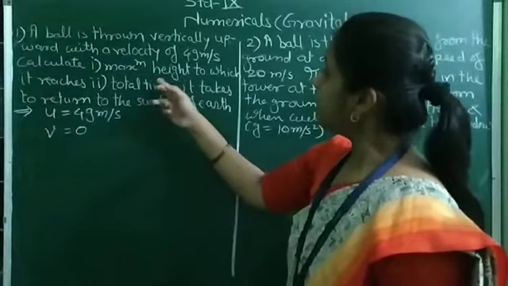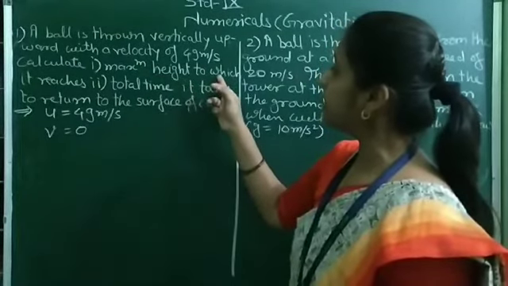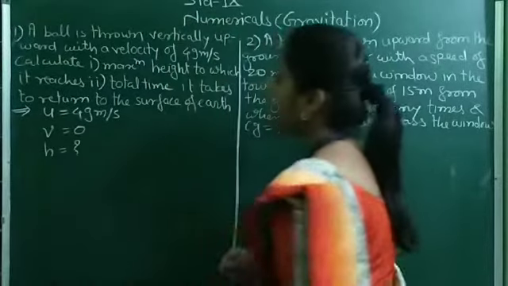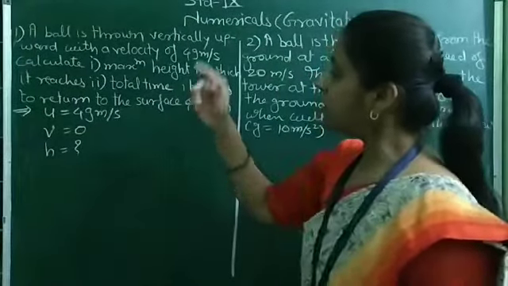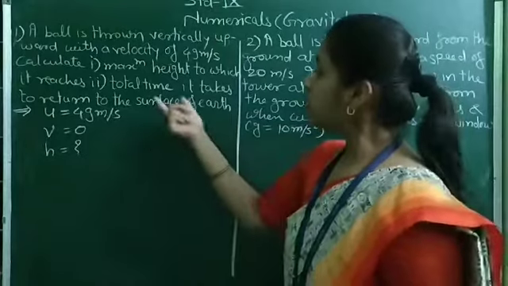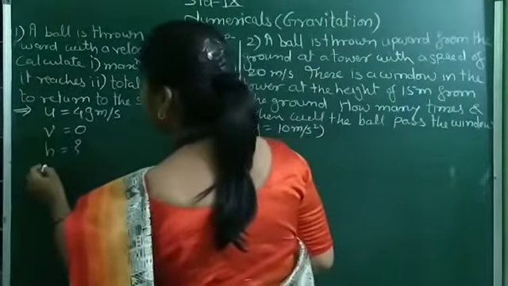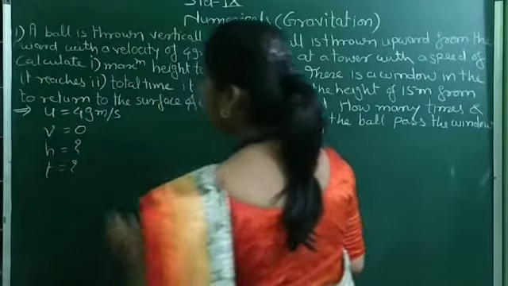Now, the maximum height, what we have to find? We have to find the maximum height to which it reaches. So h we have to find, and the total time it takes to return to the surface. So how much total time it takes to return to the surface of Earth, and that is t.